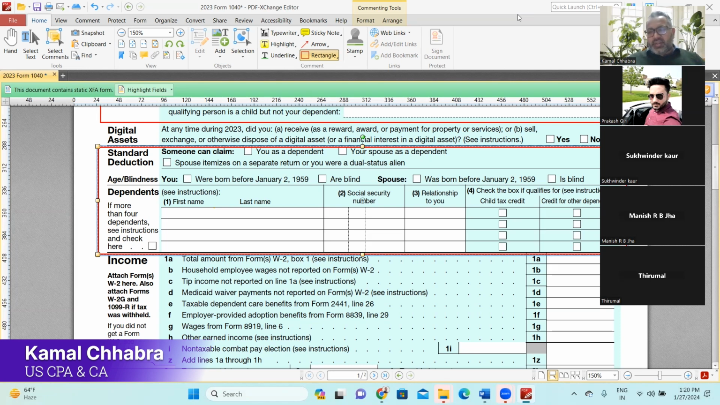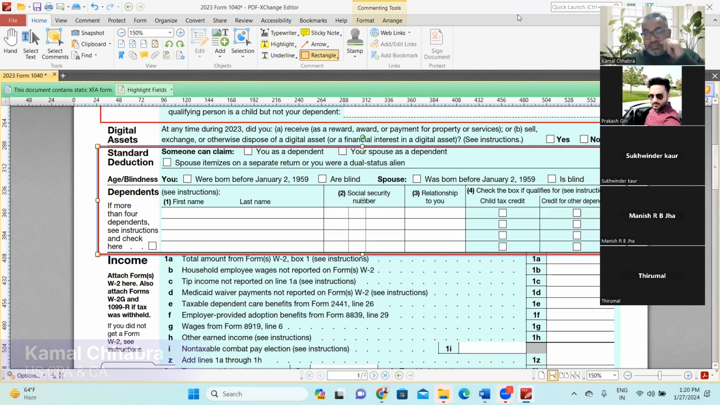Any idea, you guys? Yes, no? Have you heard that there are 5 heads of income by any chance? Yes. What are those 5 heads? Income from salary, income from house property, profits and gains from business and profession, income from capital gain, and IFOS, that is income from other sources.